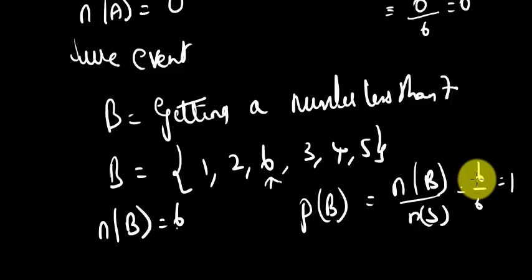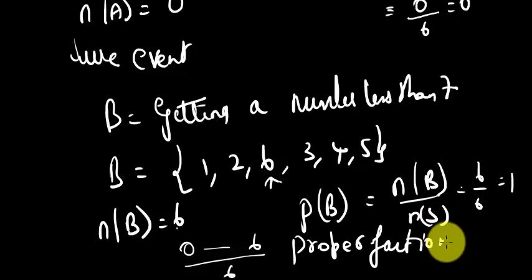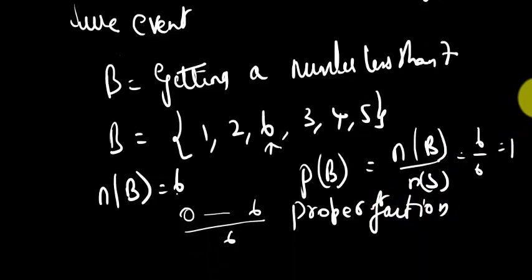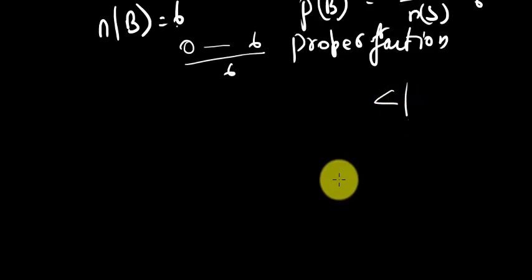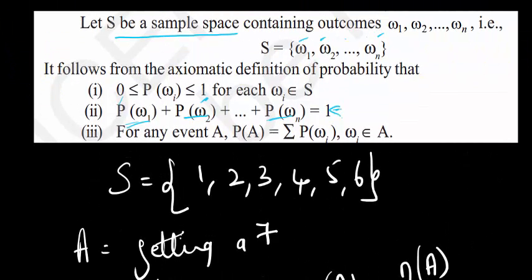Any other probability will be in between 0 and 1, because the number of elements of that particular event is either going to be 0 or a maximum of 6. So anything from 0 to 6 divided by 6 is going to be a proper fraction, and we already know that a proper fraction is always less than 1. Getting me? So that's my first condition explained to you, that the probability of any event is always going to be between 0 and 1.